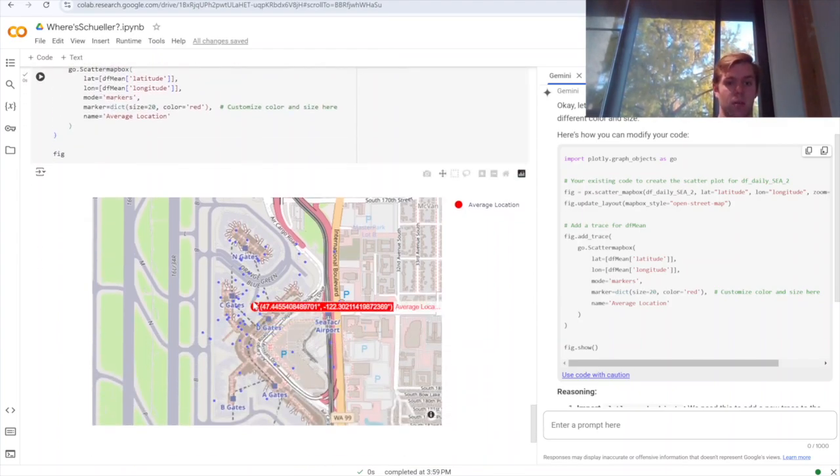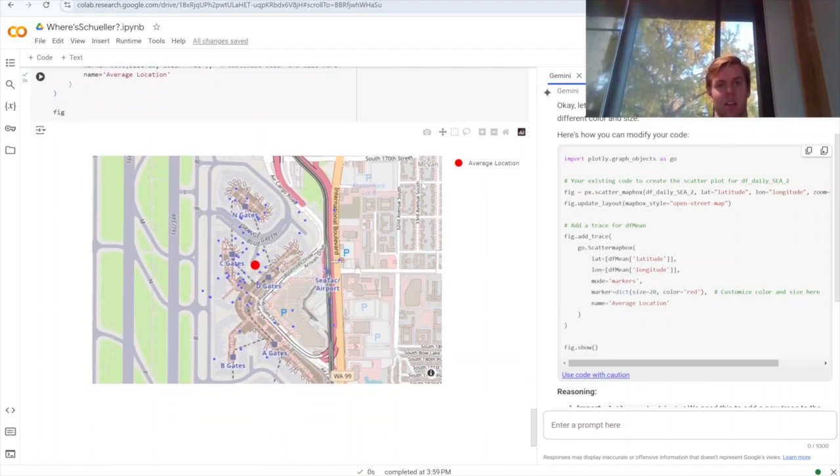The mean is right here, which is located between the N, C, and D gates, which indicates that he spends time individually at each of these gates. So it would make sense that his average location is kind of between these. So yeah, thank you for watching our presentation.